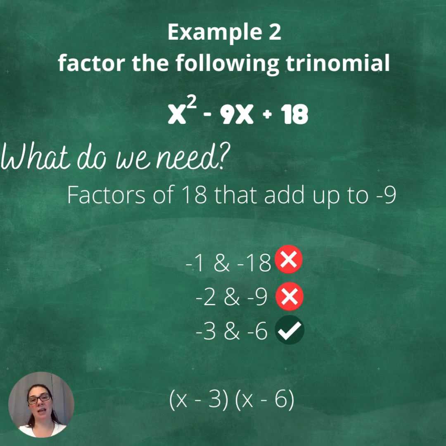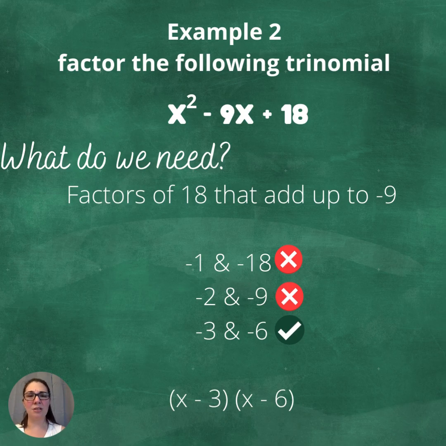So then I move on to the next pair, and that would be negative 3 and negative 6. So negative 3 times negative 6 is positive 18, and then adding them, negative 3 plus negative 6 is negative 9, which is what we're looking for. So those are the factors that we're looking for. So we have the quantity x minus 3 times the quantity x minus 6 as our answer.